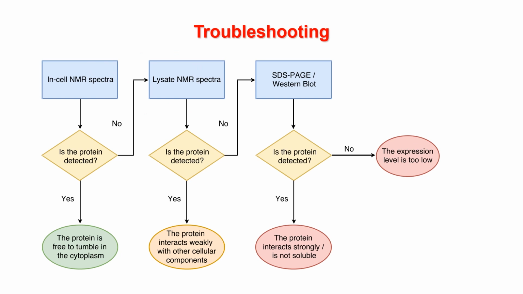Then if you don't detect the protein in the soluble fraction of the lysate, it means that either it is not soluble, so that it remains in the pellet, or that the expression level was too low. In this case, if you don't detect the protein in both fractions, it means that the expression level was too low for these particular experiments. Maybe something went wrong in the transfection. Sometimes that can happen, and then you should repeat the experiment.